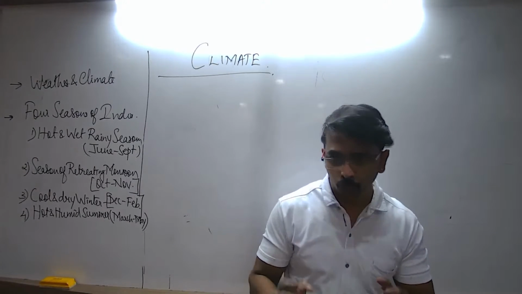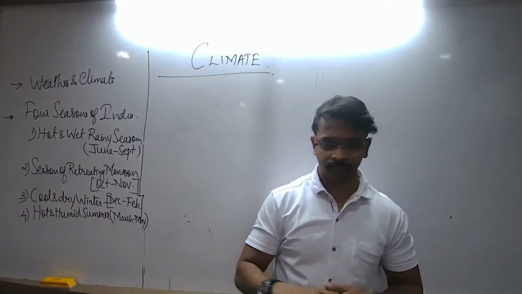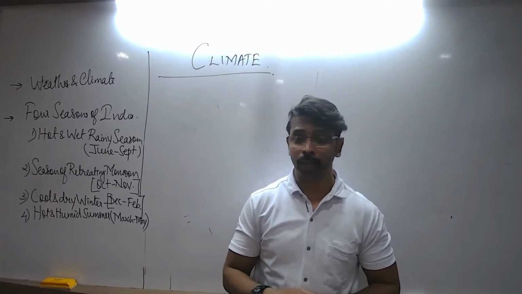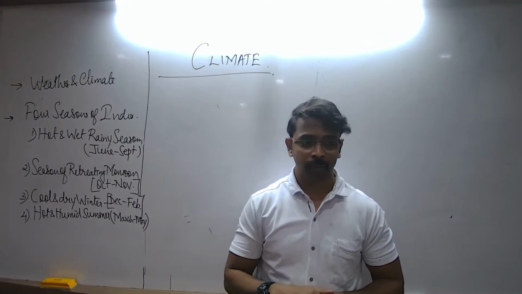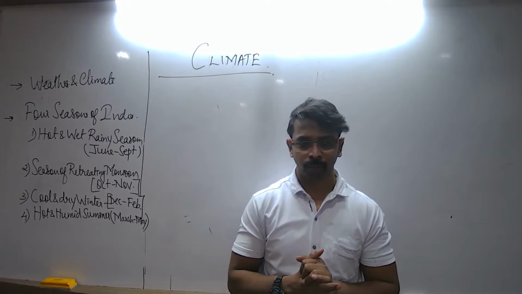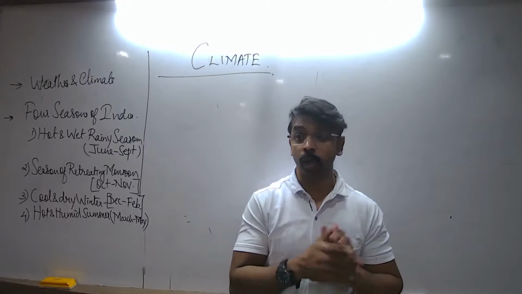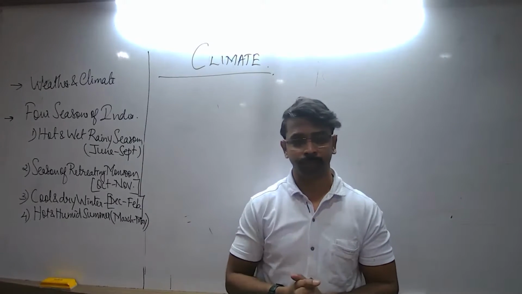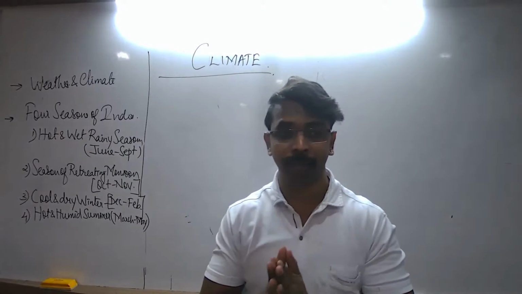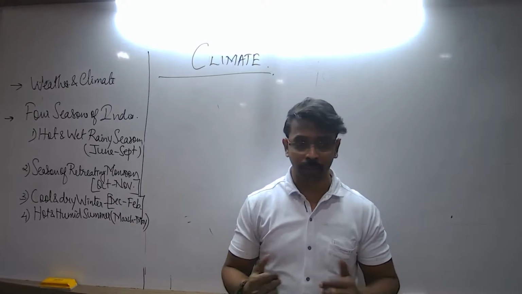So what do you think makes the difference between the words weather and climate? Sir, weather is the day-to-day condition, and climate we observe for a minimum time period. How much? 30 to 35 years continuously. As he said, weather is for a smaller geographical area, and climate for a larger geographical area.